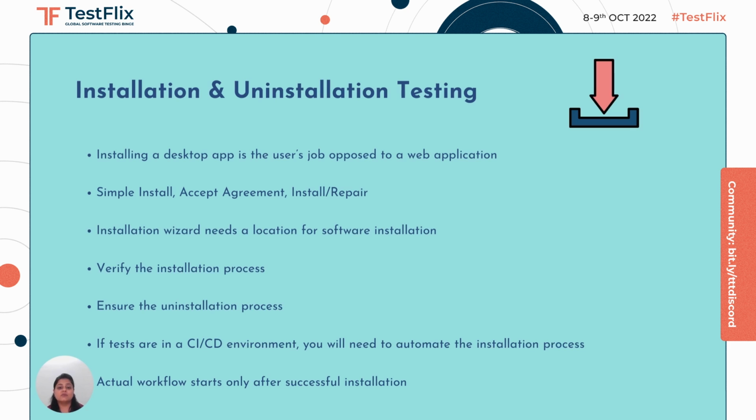The installation wizard needs a location where the software is getting installed. We need to check that the same location is used for installing the software or not. It's important to test the installation both from scratch and through updates. Upgrade and downgrade both should be checked. We need to test the uninstall process as well.